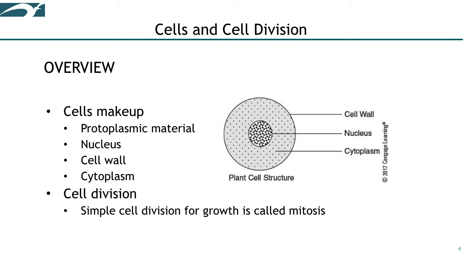Let's look at the overview on this slide. Here we have the cell makeup: the cell wall, the nucleus, the cytoplasm, and the cell division. Simple cell division for growth is called mitosis.